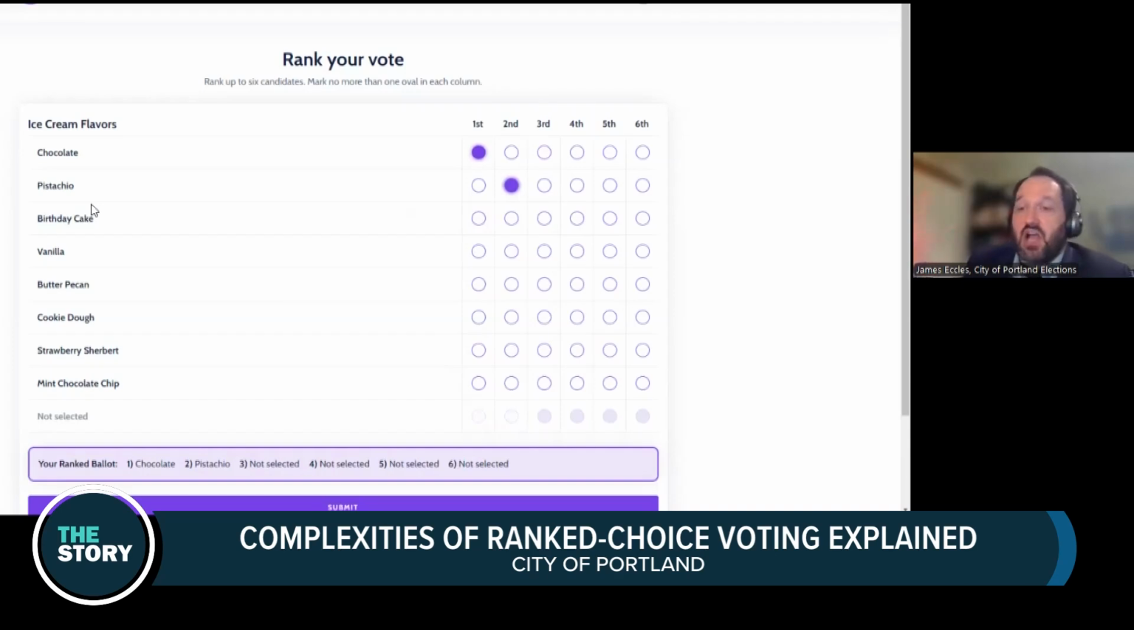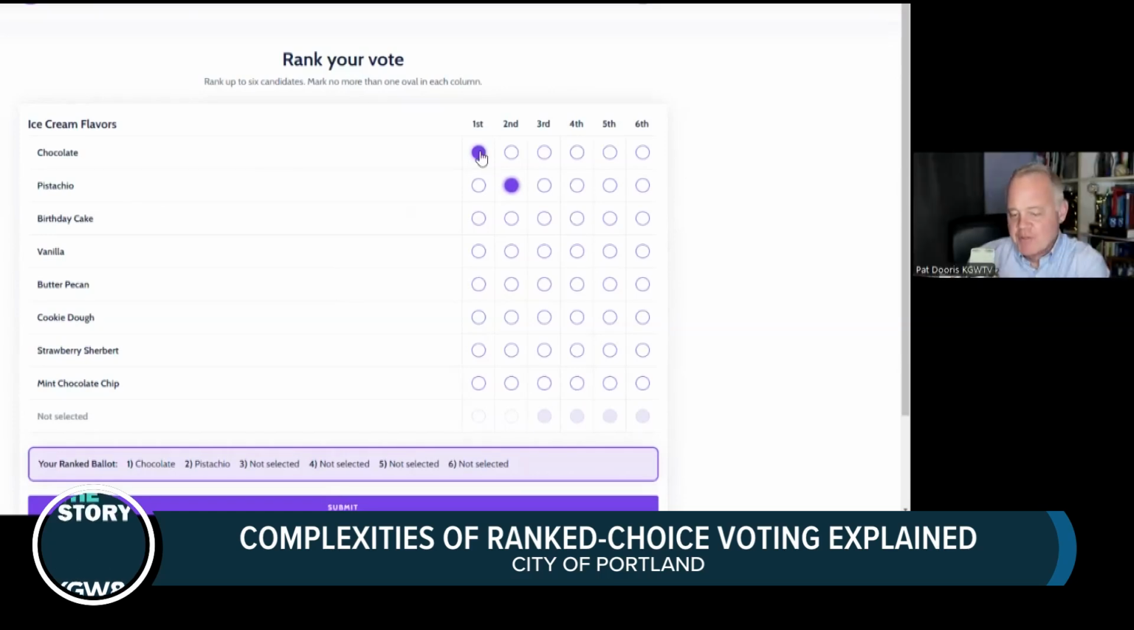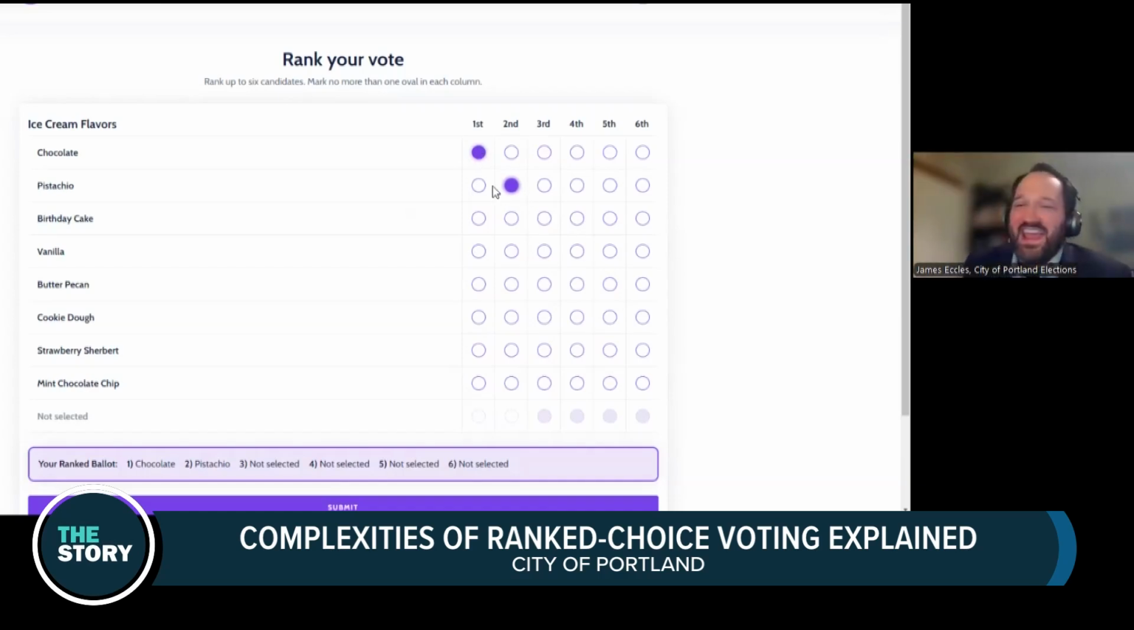If chocolate wins, they got 10,000 votes. So 10,000 other people ranked chocolate as first. Me and 9,999 other people. An appropriate vote, by the way. Of course, a very popular one. Then of all of those ballots, we look at just my ballot: 90% of my vote will stay on chocolate, and 10% of my vote will go to pistachio.